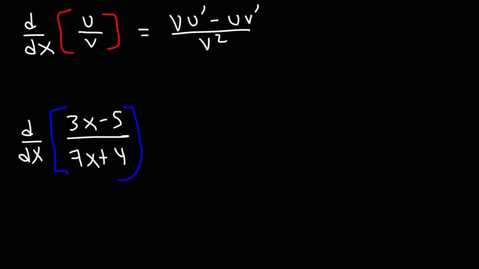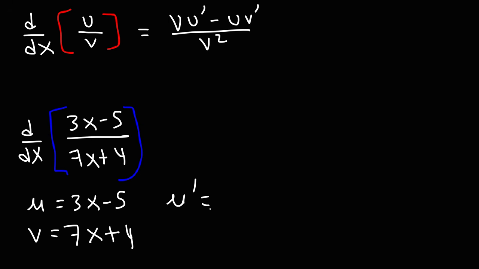Now if you want to, it helps to write down a few things. So u is whatever is on the numerator of the fraction. So we can say that u is 3x minus 5. V is the stuff on the bottom, or on the denominator of the fraction. So that's 7x plus 4. U prime, the derivative of 3x minus 5, is just 3. V prime in this example is simply 7. So now we just got to plug in everything into that formula.